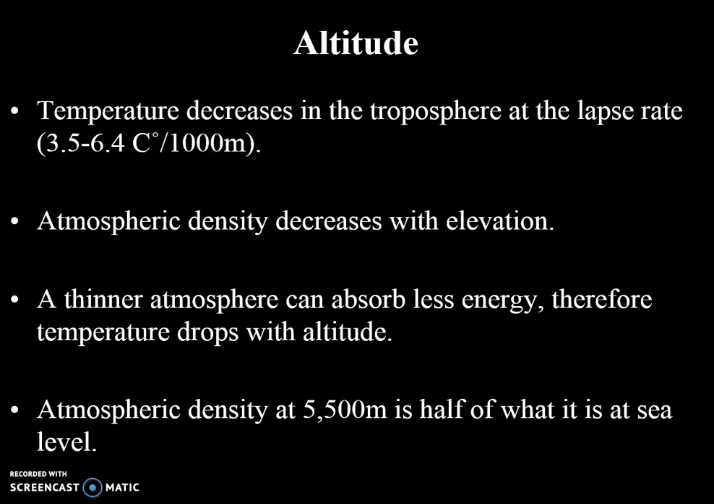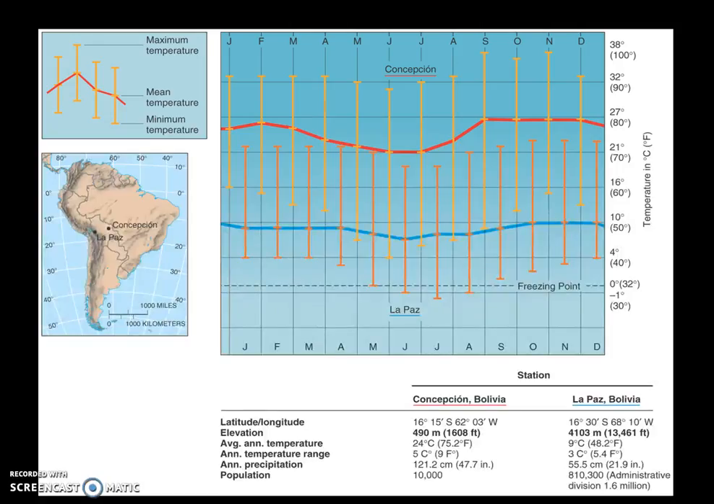We know that the atmospheric density decreases with elevation, and we know that the thinner atmosphere can absorb less energy, therefore temperature drops with altitude. And as we move forward, we know that the atmospheric density at 5,500 meters is half of what it is at sea level. So a lot of the heavier molecules are held closer to the Earth's surface due to gravitational forces.